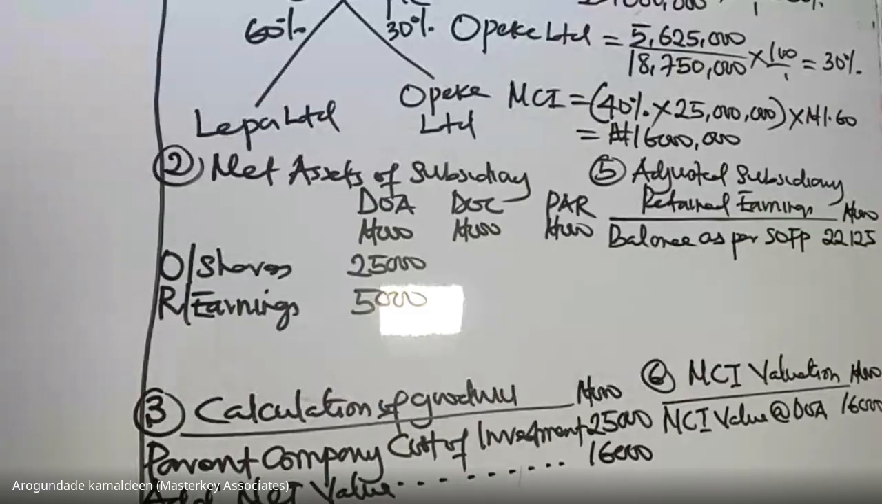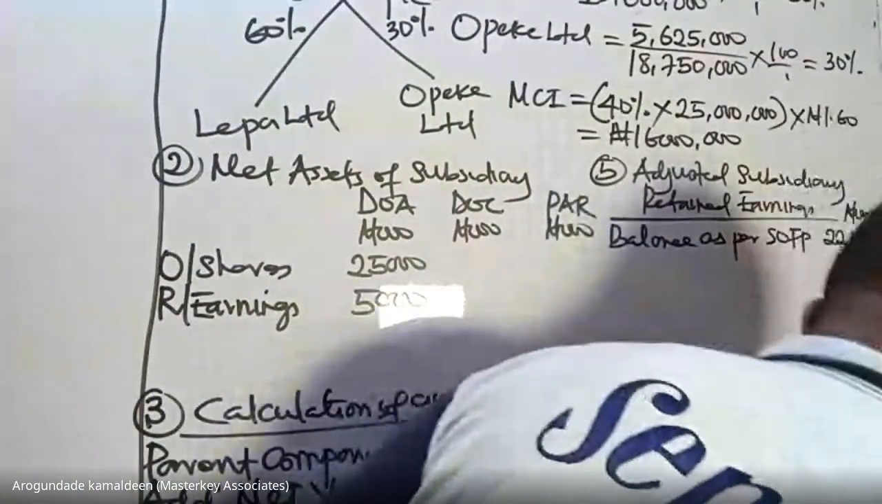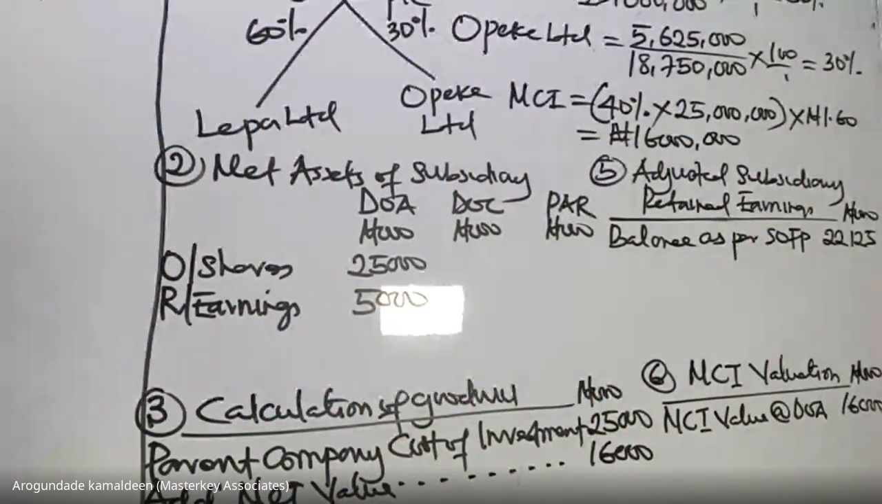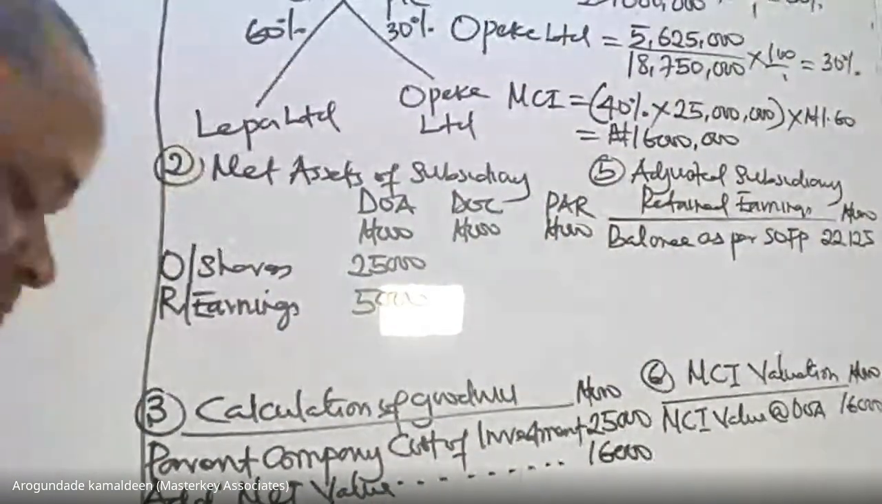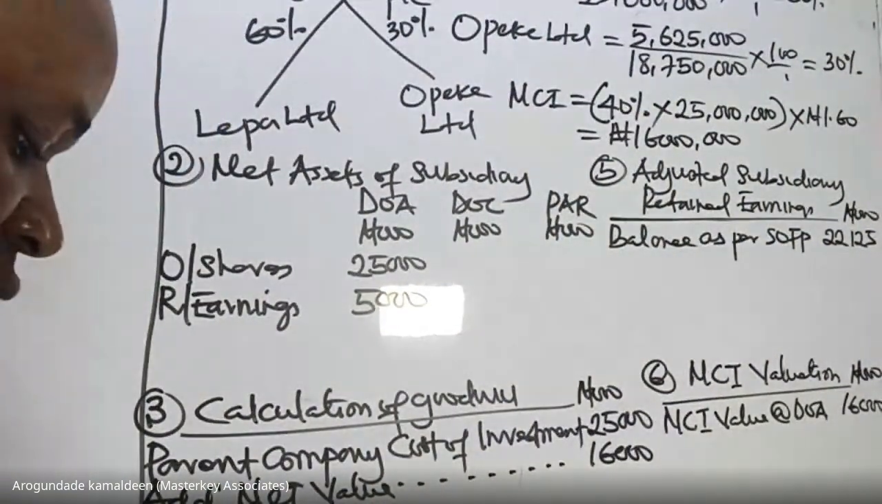So, class, remember your group structure: the net assets of the subsidiary, the goodwill, the parent company within the adjusted subsidiary, the NCI. I would have stopped there, but we are having an associate. You create an extra column for that. So let's look at it now. Note one.